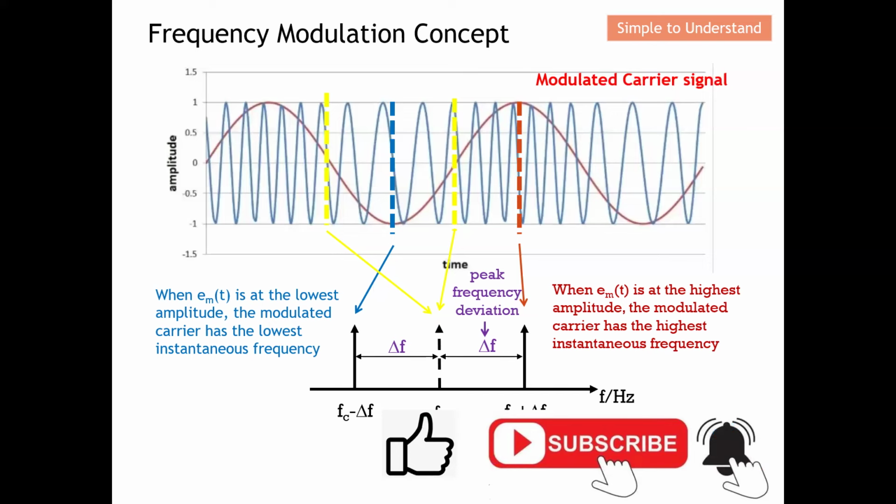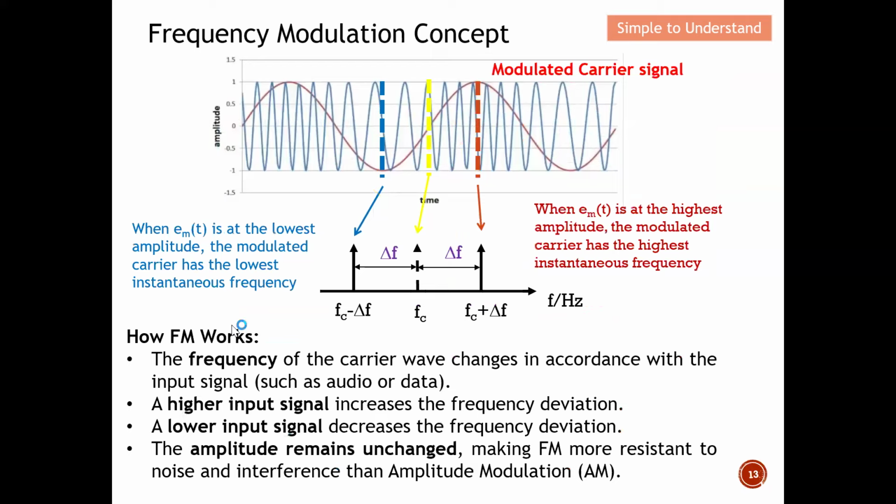Let me continue. So this is what I mentioned earlier on. How does frequency modulation work? Firstly, the frequency of the carrier wave changes according to the input signal, which is the message. The frequency, as I mentioned earlier on, will either shift to the right or shift to the left, depending on the amplitude of the modulating signal. A high input signal, which means a high amplitude modulating signal, will increase the frequency deviation. A low input signal will reduce the frequency deviation.